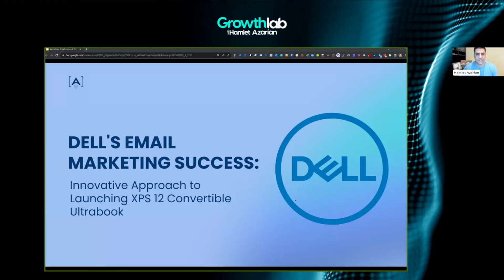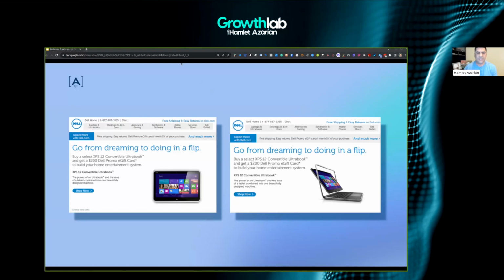Dell had come up with a new convertible Ultrabook laptop, and they really wanted to drive revenue with this product. It was not just a laptop, but also a tablet. They were sending different emails out and trying to A/B test them, really understanding how they could increase the open rates, click-through rates, and more importantly, the conversions and revenue generated. They kept the emails the same, but the one thing they changed was the GIF area.